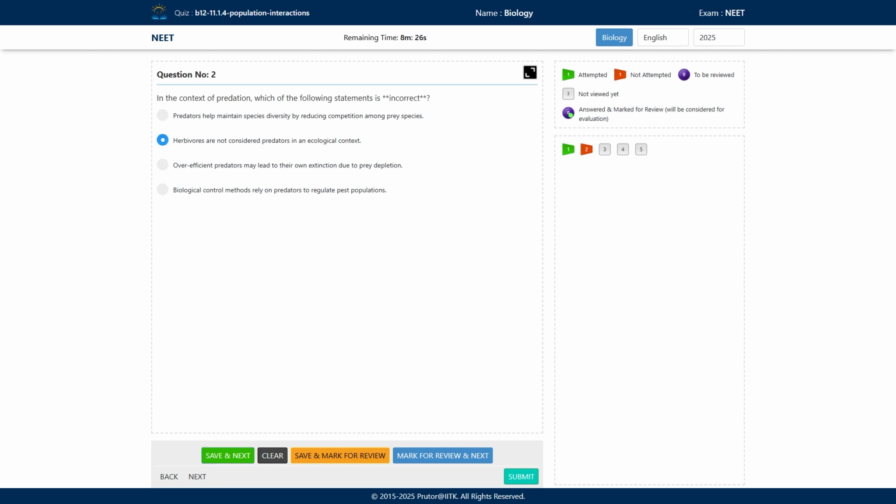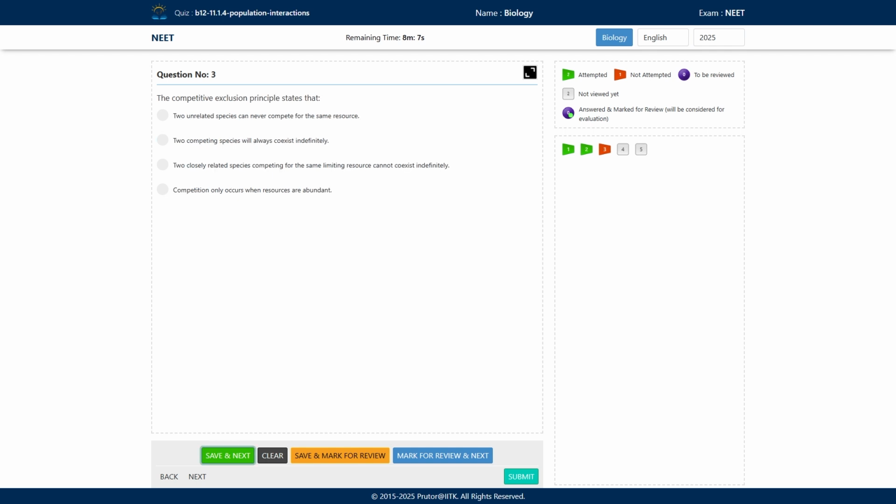Okay, option B will be the correct answer. Herbivores are actually considered predators. Herbivores feed on plants, so they are actually predators. They are predating on the plants. So this is known as herbivory, which is a kind of predation.